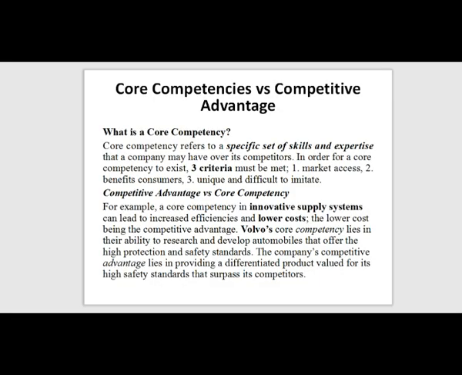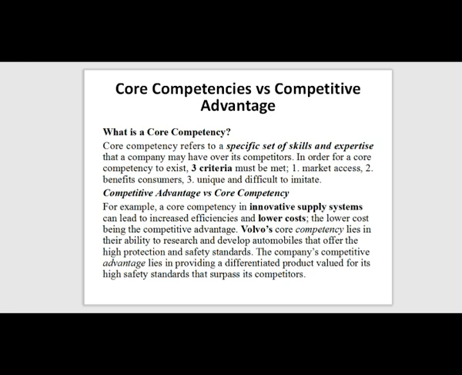Core competencies versus competitive advantage. What is a core competency? Core competency refers to a specific set of skills and expertise that a company may have over its competitors. In order for a core competency to exist, three criteria must be met. Number one, market access. Number two, benefits to customers. And number three, unique and difficult to imitate. One of the most essential aspects of core competency is that it will help you gain access to a range of markets and customers. Core competencies also bring benefits to customers in terms of lower costs and better quality products, and cannot be easily copied or imitated.